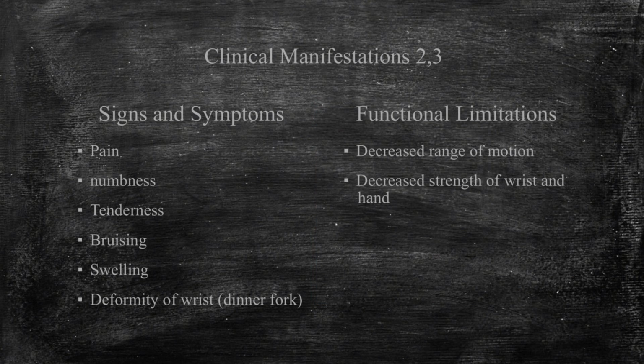Next, we'll talk about the clinical manifestations. Some signs and symptoms include pain, numbness, tenderness, bruising, swelling, and you can see the deformity of the wrist. And then some functional limitations include decreased range of motion and the strength of the hand and wrist.